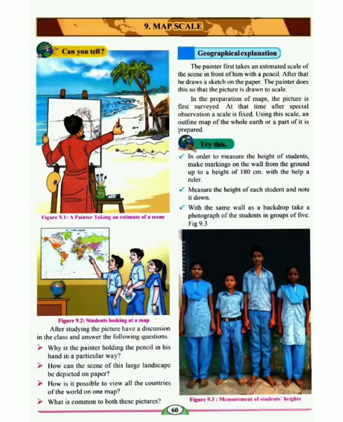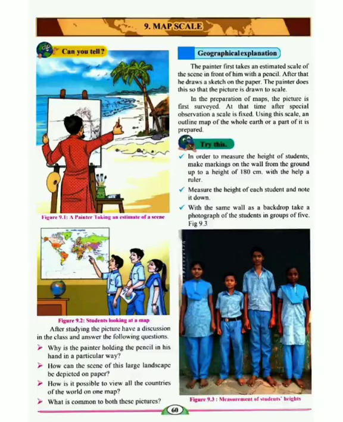How can the scene of this large landscape be depicted on paper? कॉमन सेंस वाला क्वेश्चन है, राइट? कि सीन तो इतना बड़ा है सामने बट कैनवास इतना छोटा सा है. सो हाउ कैन द एंटायर पिक्चर बी एडेड इन द कैनवास? Again, your homework, again you have to think and assume, right?